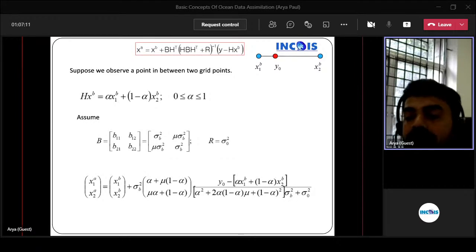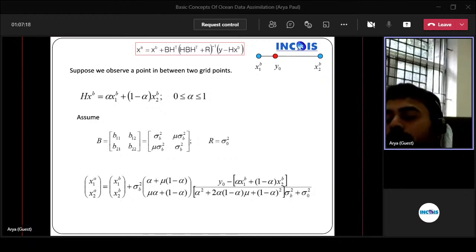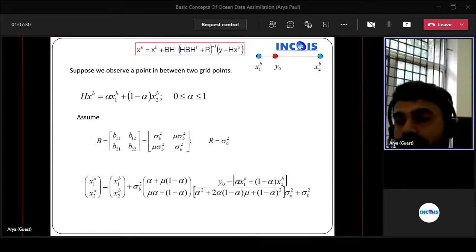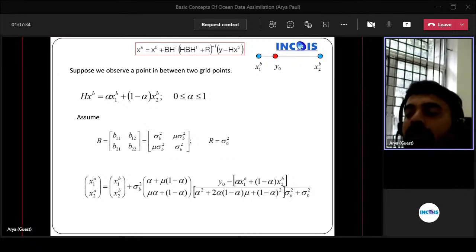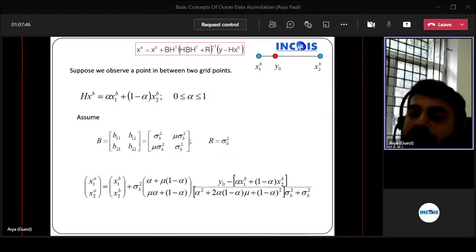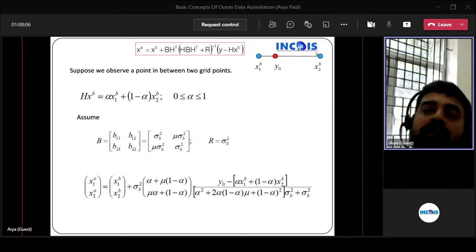However, when I try to measure the temperature of the rod, I measure it somewhere in between, depicted by the red dot. So my Y0 is the observation, and my X1B and X2B are the model predicted values at the two ends of this rod. I want to find out what the analysis is. I would again like to reiterate that neither X1B nor Y0 nor X2B represents the truth. Our aim is to move closer to the truth using all these, X1B, Y0 and X2B. So I would like to know what my improved estimate of temperature is at these two ends of the rod.